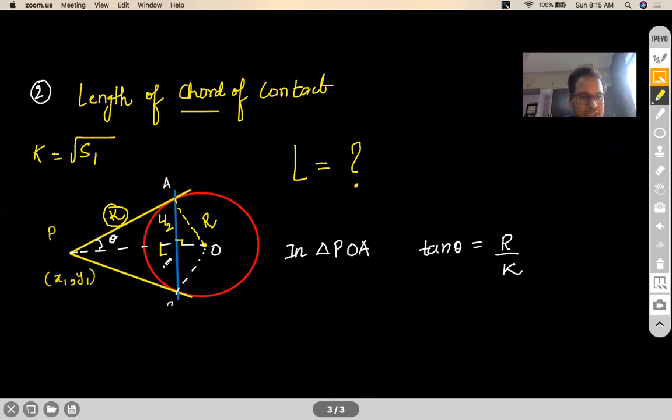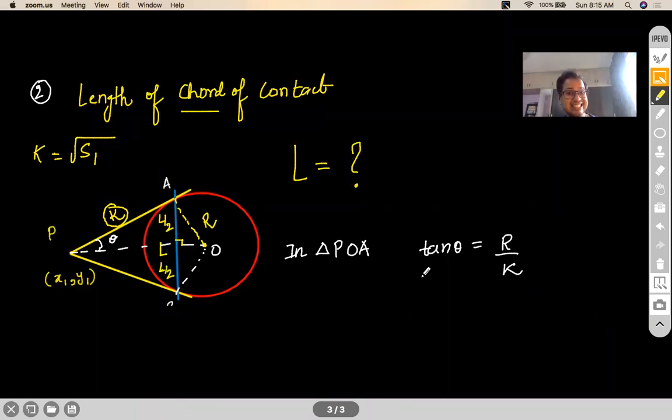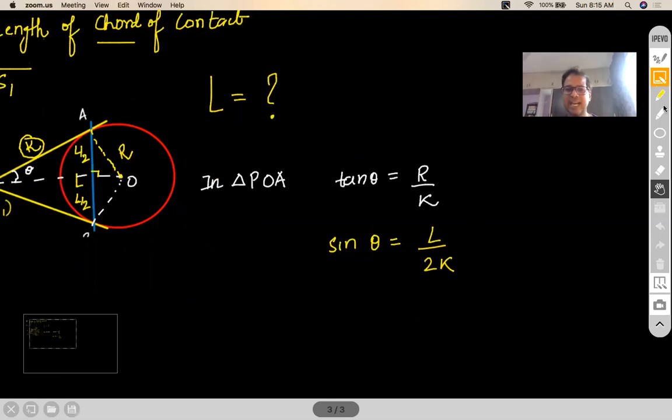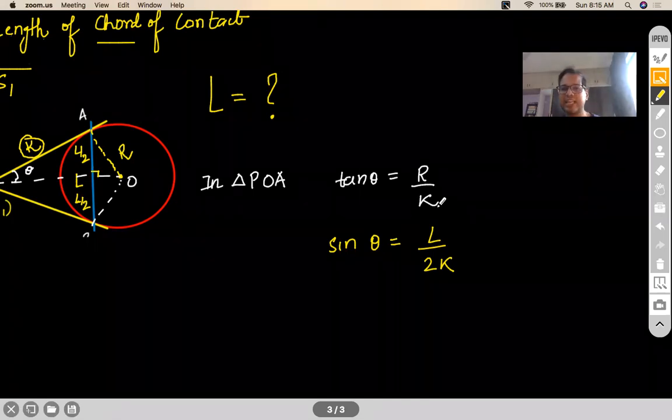We also know that this is going to be half the chord, because any perpendicular line from the center bisects the chord. Can I say the same theta, that is sine of theta, can also be used to write L by 2K? Yes or no? Correct? Now, if sine theta is L by 2K and tan theta is R by K, can we eliminate the theta between them and get a value of L in terms of R and K?